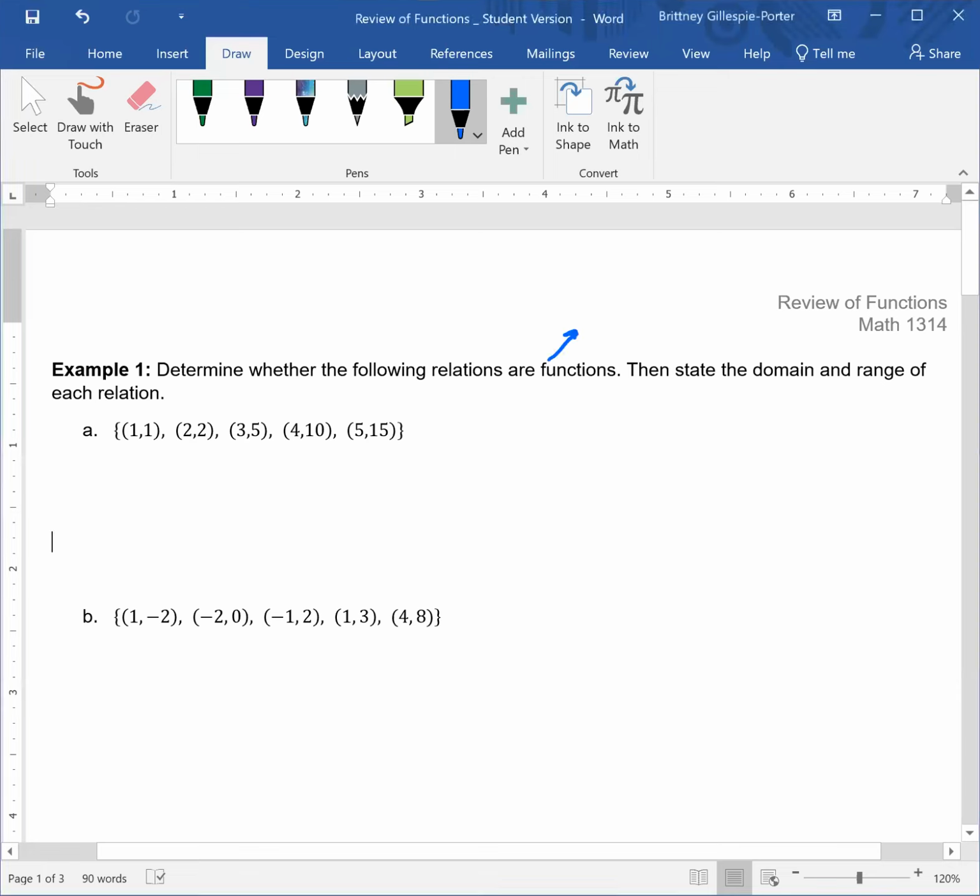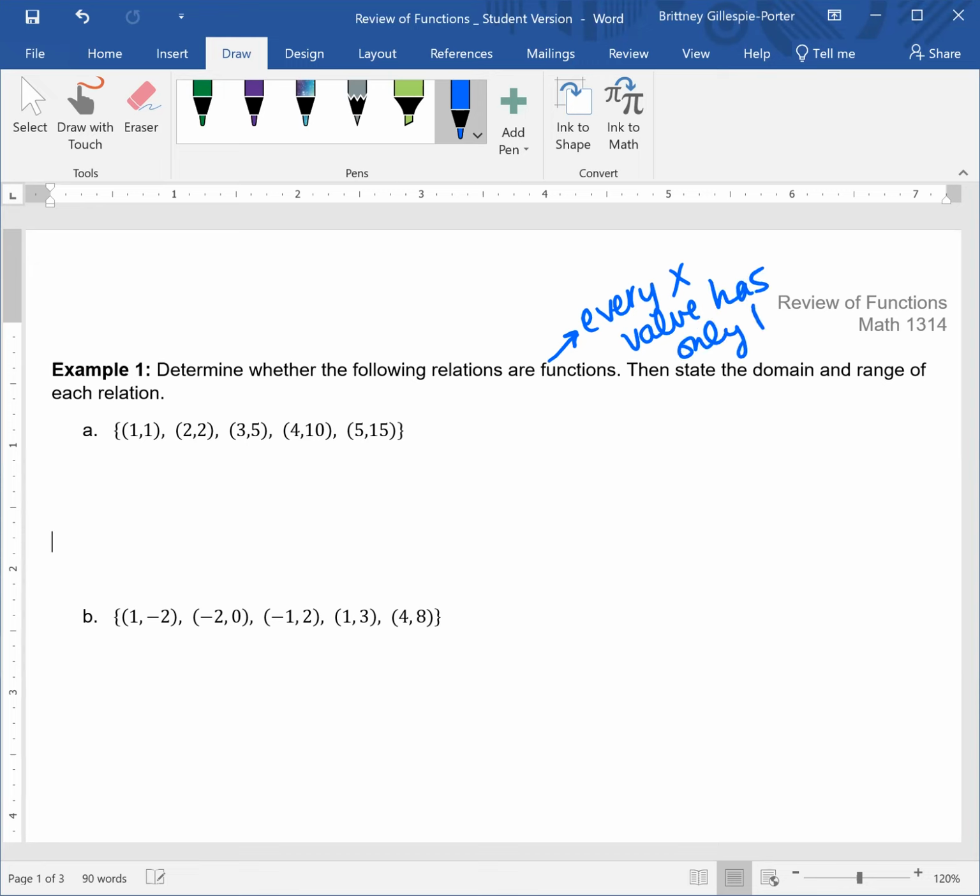A function is some special relation where every x value has only one y. Think of it as a marriage almost, because when you are legally married to someone, you're only married to that one person legally. You can't be legally married to two people.